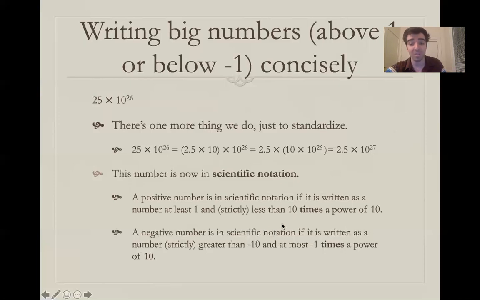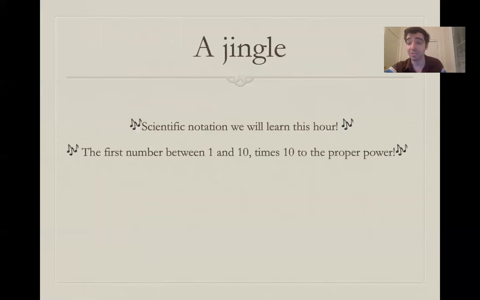The rule is very similar for putting negative numbers in scientific notation. They have to be greater than -10 and at most -1 times a power of 10. Now, there is a jingle that goes along with this. I will sing it for you exactly once.